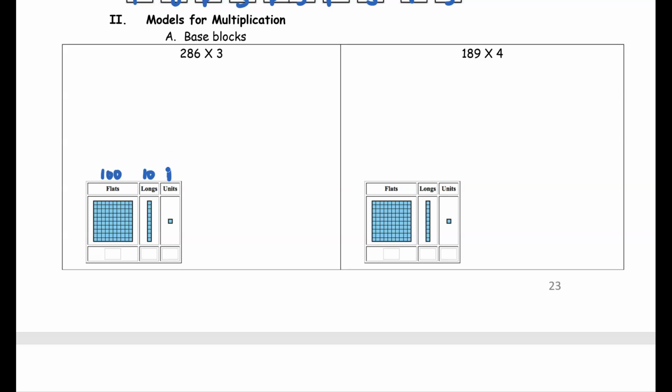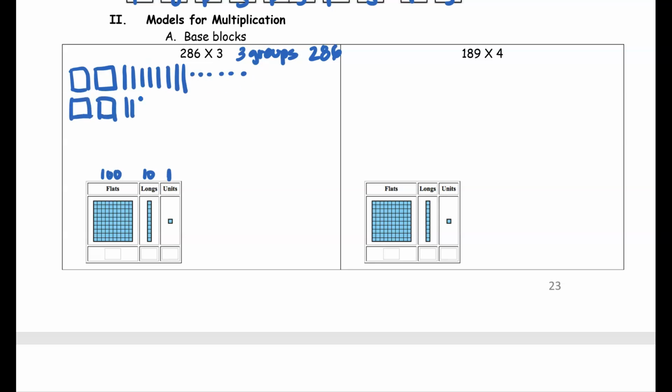And so if we want to do 286 times 3, essentially what this means is 3 groups of 286 each. So I'm going to draw 286 and I'm going to draw it 3 times. So I'm going to draw, that's 100, 200, 10, 20, 30, 40, 50, 60, 70, 80. 1, 2, 3, 4, 5, 6, 7, 8. So 8 tens is 80, and then 1, 2, 3, 4, 5, 6. So that's 286. And then I'm going to do it again. So 200, 1, 2, 3, 4, 5, 6, and then I'm going to do it a 3rd time.